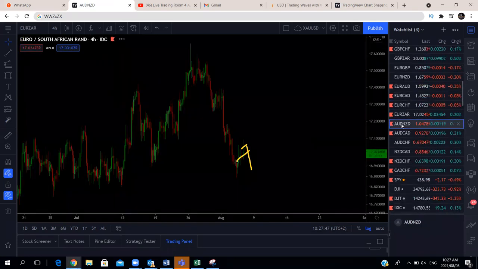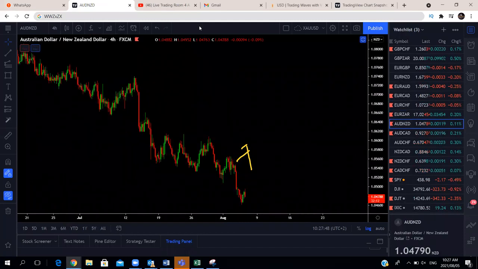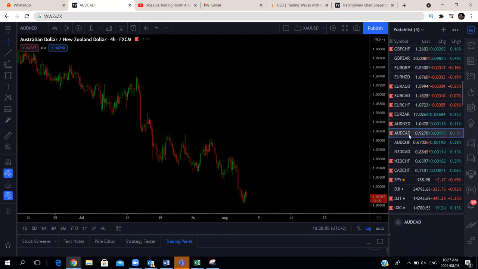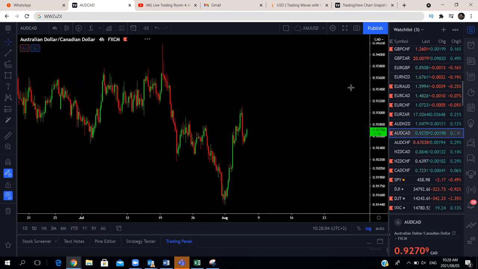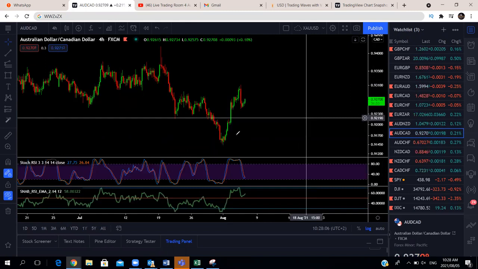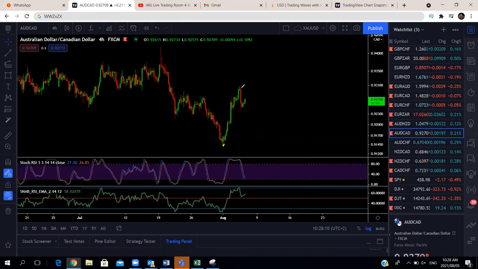Audi New Zealand, still bearish, nothing new there. We're still bearish here, since this corrective structure here. Audi CAD, let's see here. We had a pulsing move back here. Will this just continue to the upside, or will it give us a three-wave structure before it pushes up? So let's wait for this structure to build here on Audi CAD.